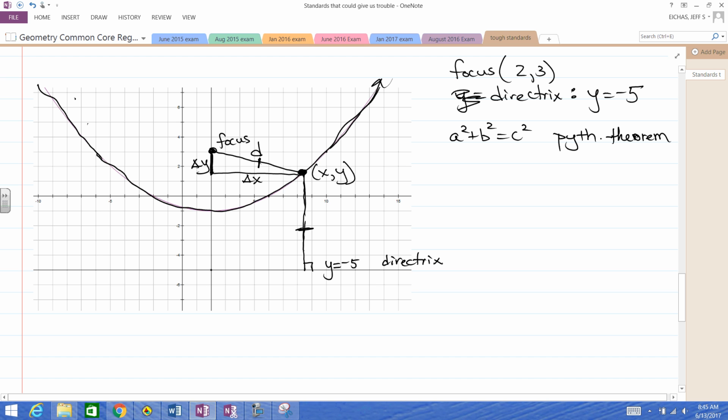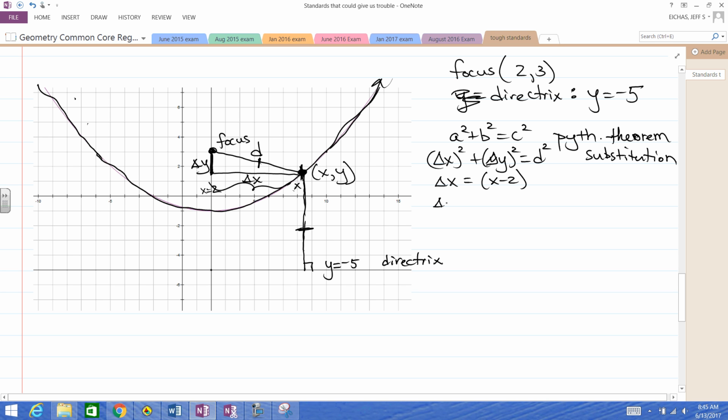What I'm going to have is a is going to be the change in x. b is going to be the change in y. And c is going to be d, so c squared is d squared. This is just kind of like substitution. Also, something I'm going to look at: the change in x is however far that is. Well, that's x, and over here x is 2. So the distance between these is x minus 2.